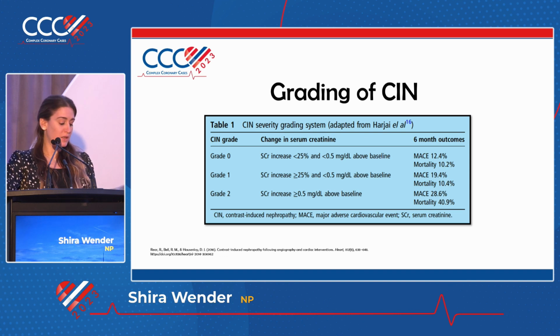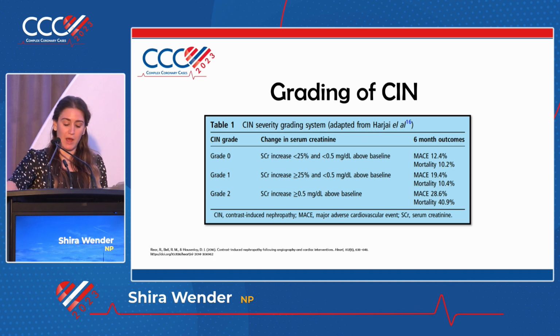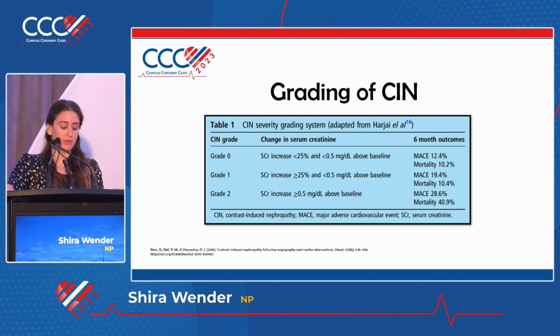An alternate definition is proposed by Hergel et al., which classifies CIN according to 3 grades, accounting for both the relative and absolute serum creatinine rise cutoff, which also correlates with long-term adverse outcomes. Here we can see the severity grading system outlined.